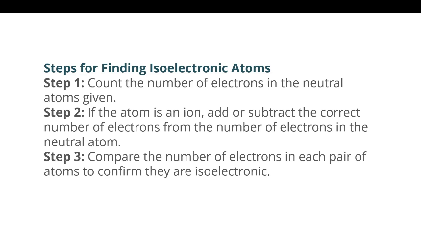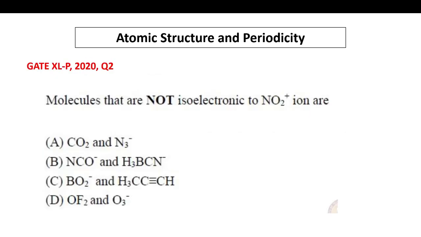Once you find that, then you need to compare between the two. Now since we have gone through what an isoelectronic atom is and how to calculate it, let us revisit our question. First, what has been asked in the question is whether it is isoelectronic to NO2 plus.